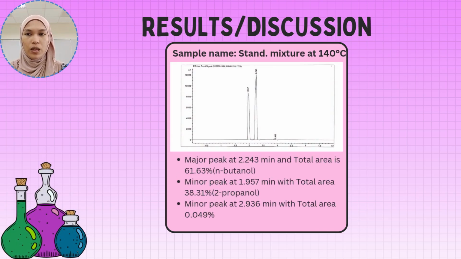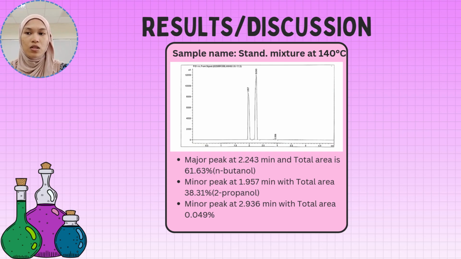The standard mixture at 140 degrees Celsius shows the retention times decreasing even further than at 100 degrees Celsius. There were two peaks: 1.957 minutes with 38.31% area, which is 2-propanol, and another one at 2.243 minutes with 61.63% area, which is N-butanol.